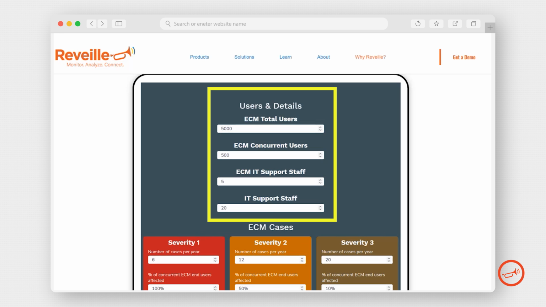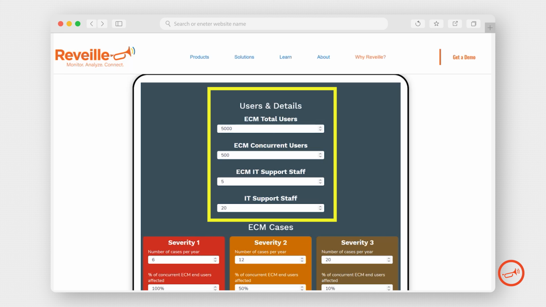To start, it's important to know the number of overall users of the system, along with concurrent users. This gives a sense of the impact when disruptions occur. How many active users can't access the content, for instance? For IDP, you'll want to consider processes impacted by disruptions to document capture and downstream impact. It's also key to quantify the staff supporting these systems.